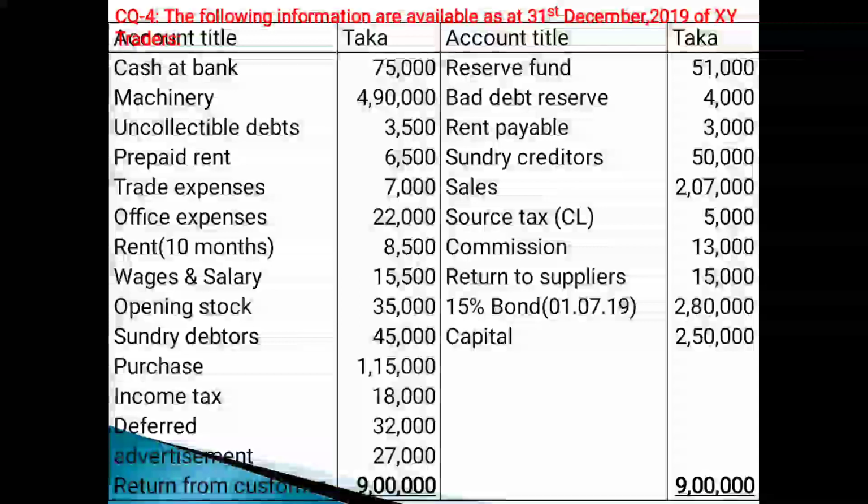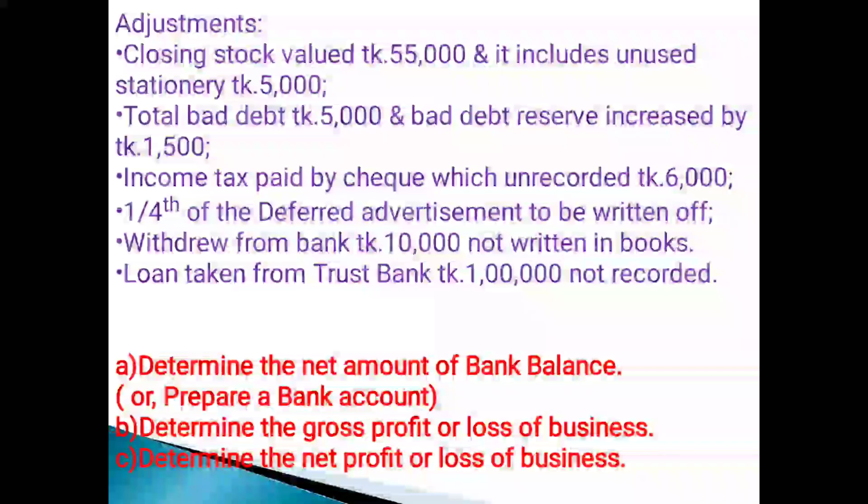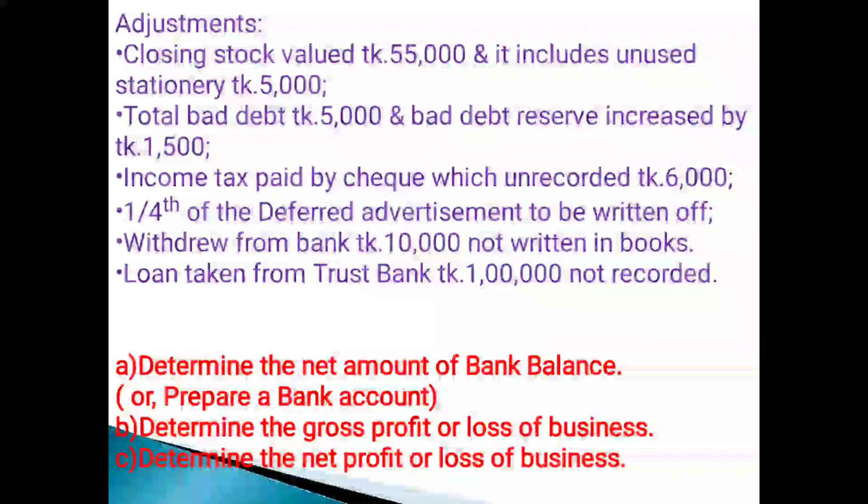The students have already discussed each item of trial balance, where to be shown and how to show it. Now we can go for adjustment discussion. Closing stock valued Taka 55,000 and it includes unused stationery Taka 5,000. So net closing stock is Taka 50,000. Net closing stock to be shown in cost of goods sold statement and current assets.